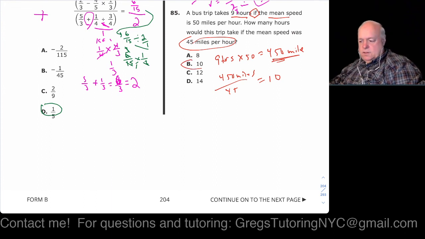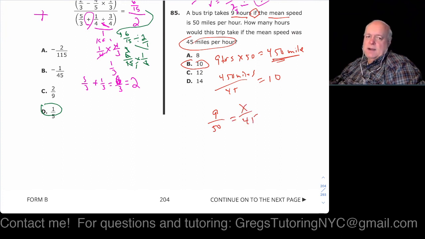This is a little confusing because it seems like we should be setting up something like 9 is to 50 as something else is to 45. But that doesn't work because that's talking about different comparisons. It's not saying it's 9 hours per 50 miles, right? This is 9 hours to go 50 miles per hour.